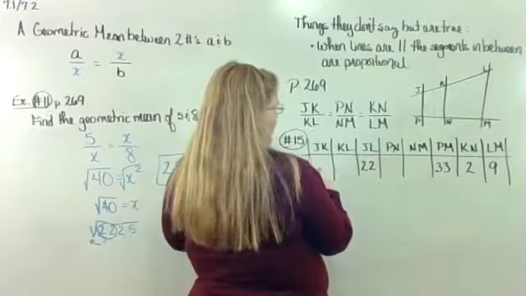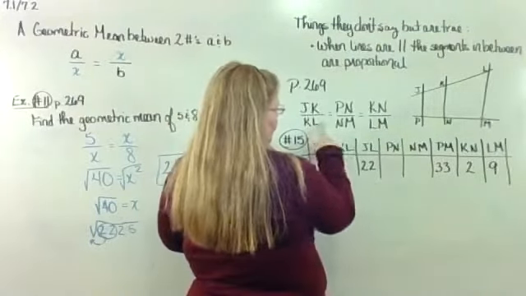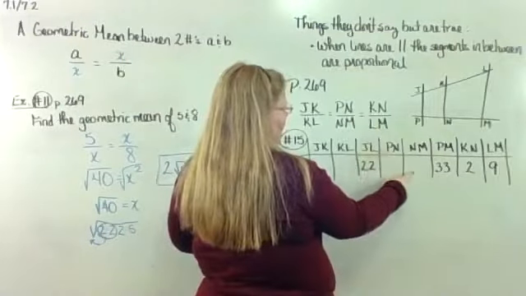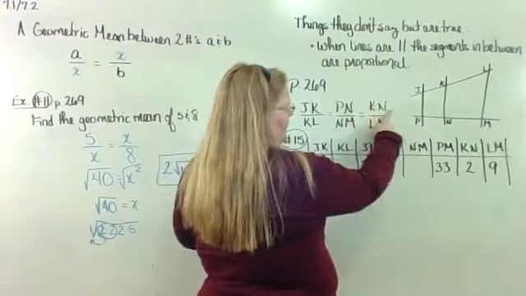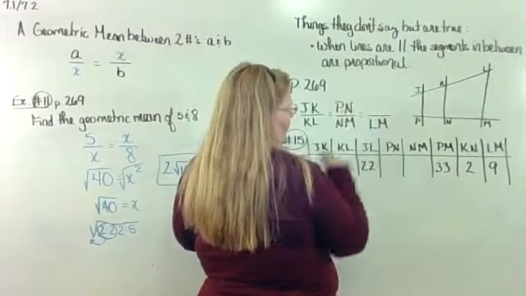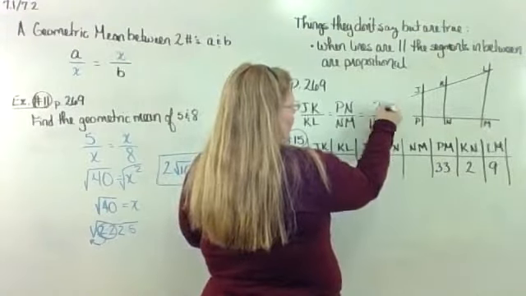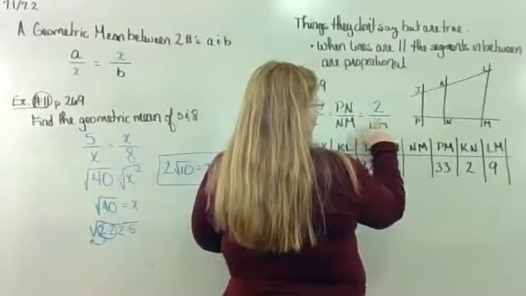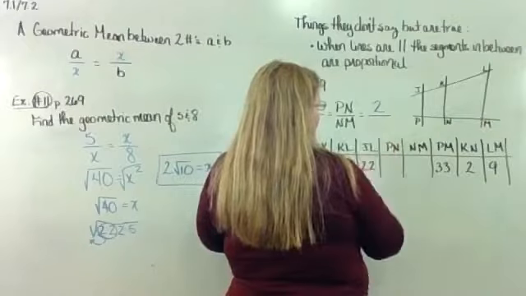So they didn't tell me JK, so I'm looking for it. They didn't tell me KL. They didn't tell me PN. They didn't tell me NM. They did tell me KN, so I'm going to take out KN and put what they told me. That's a 2. And I'm going to take out LM and put what they told me. That's a 9.